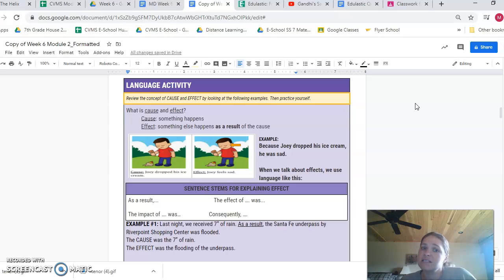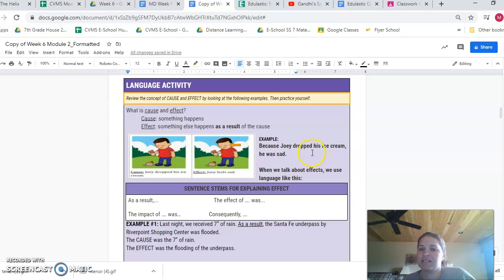So what is cause and effect? Cause is that something happens, and the effect is that something else happens as a result of the cause. So that event created another event, and that new event is the effect. So in this picture, the cause is that Joey dropped his ice cream, and the effect is that he is sad because of it. And he's probably crying, right?